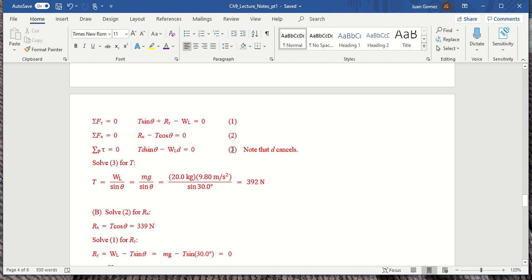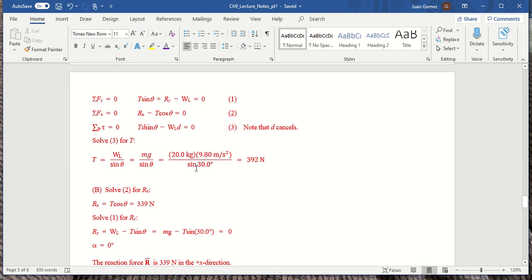Then go backwards. Solve equation 3 for the tension. Very simple. T is WL over sine theta. Well, what is the weight of the light? mg. So mg over sine theta, you get 392 newtons. Once you know T, you solve equation 2 for Rx. Always that order. 1, 2, 3, then 3, 2, 1. Solve 3 for the tension, 2 for Rx, 1 for Ry.